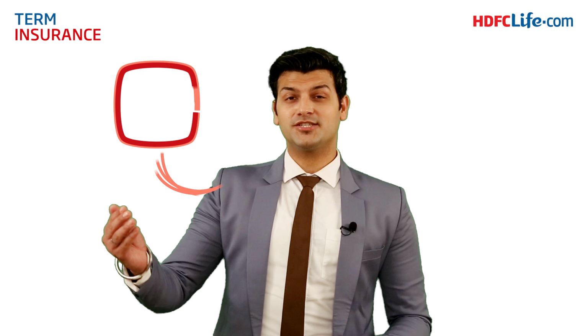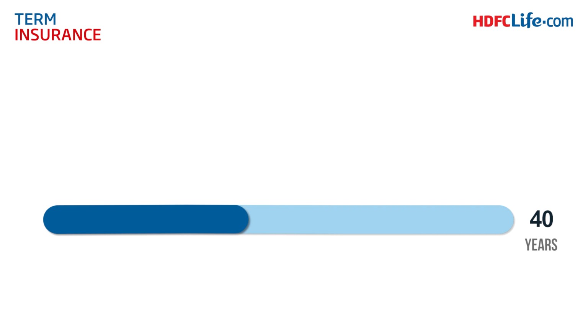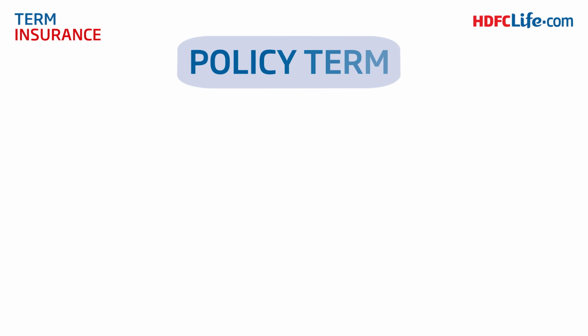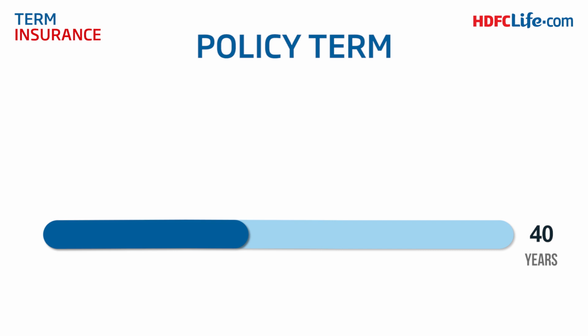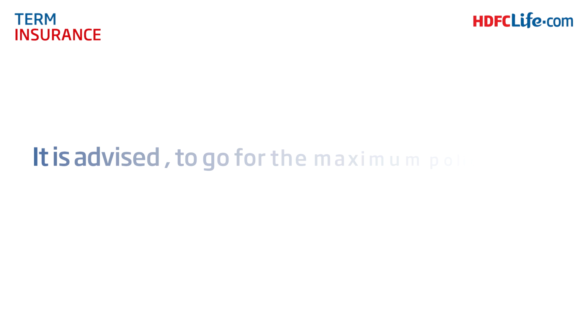You may have heard me saying the word policy term. So what exactly is a policy term? A policy term is the duration for which a policy will be providing you its benefits. So suppose, if you have opted for a term plan and the duration of the policy term of the term plan is 40 years, you will be secured for 40 years. It is advised to go for the maximum policy term which your policy allows for.